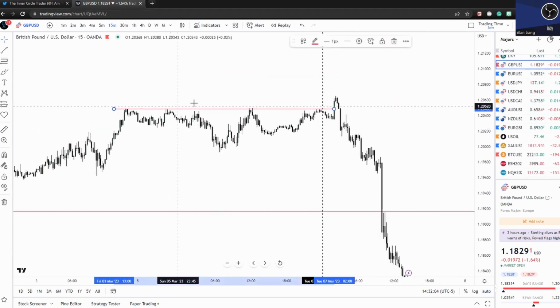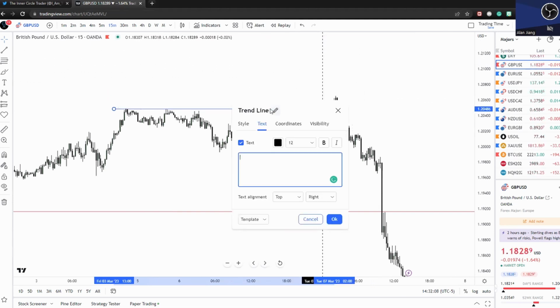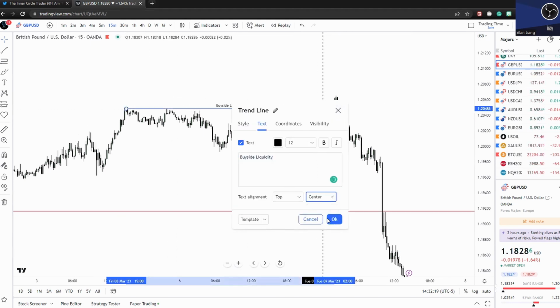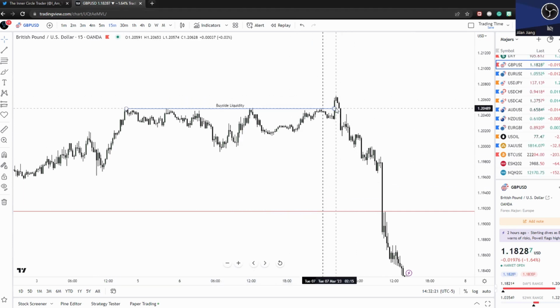But buy side's here, so I'll change that to blue, and I'll type buy side for you guys. Buy side liquidity, right? Bang right there. Oops, I'm tagging. There's some tag. Buy side liquidity gets purged right there. Let's do top center. Buy side liquidity, tag that there, right?